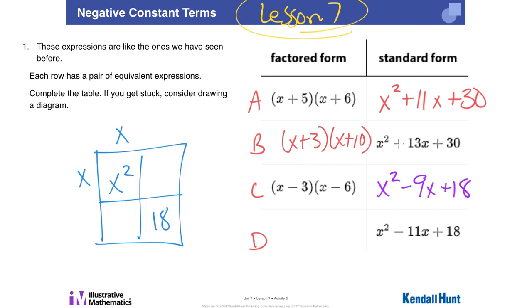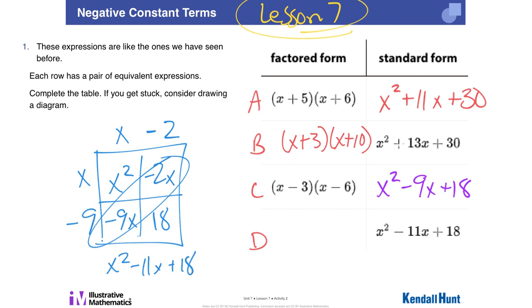I'm setting up D here, and I know that I need to have x minus something in both of them, because I need a negative 11x here, and they need to multiply to get a positive number. So I'm going to try minus 2 minus 9. And again, if you try something and it doesn't work, just try something else. There is an element of trial and error here. This way I do get what I need, and so I end up with x minus 2 times x minus 9.